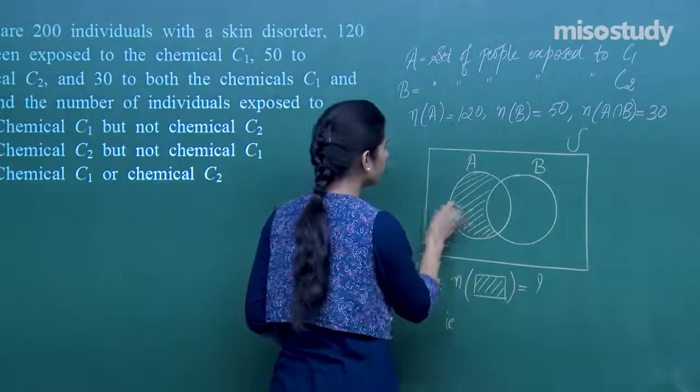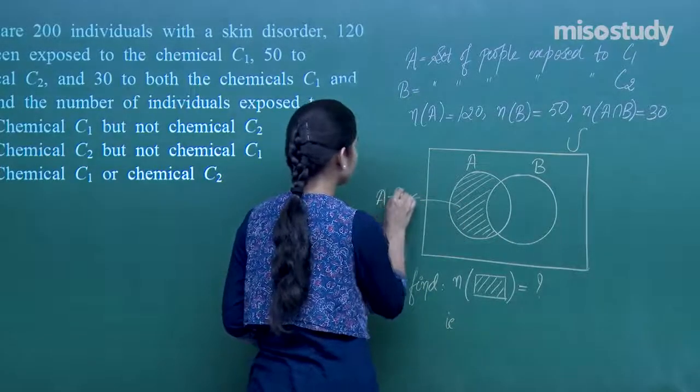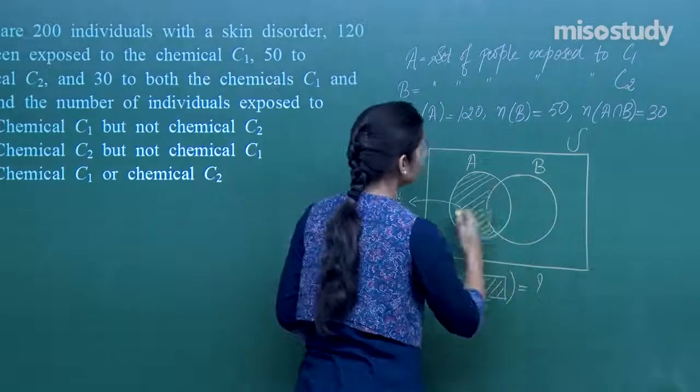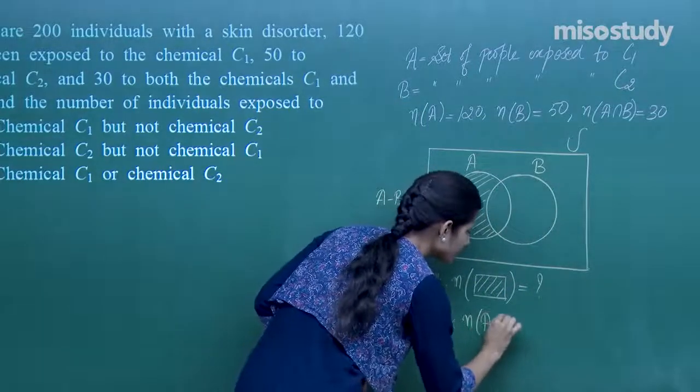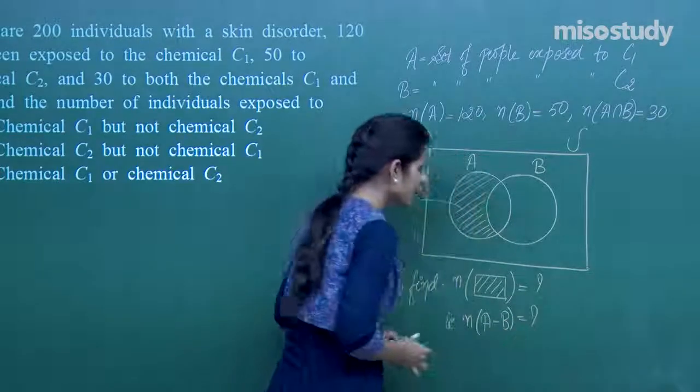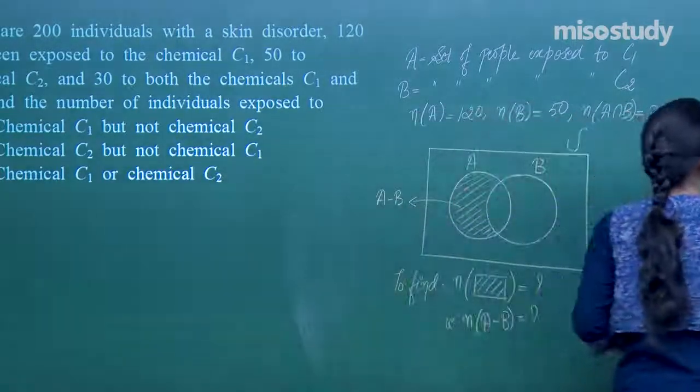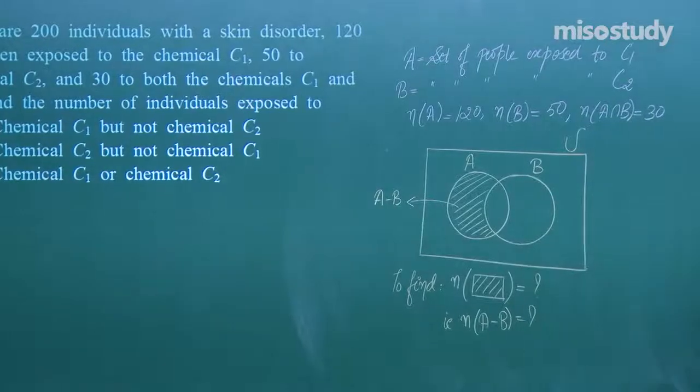This shaded region, you know what is this known as? It is known as A minus B. From A I have removed the contribution of B, then this portion has come. So I need to find the number of members in A minus B. How do you proceed to find it? With the help of the given information. Let's see.